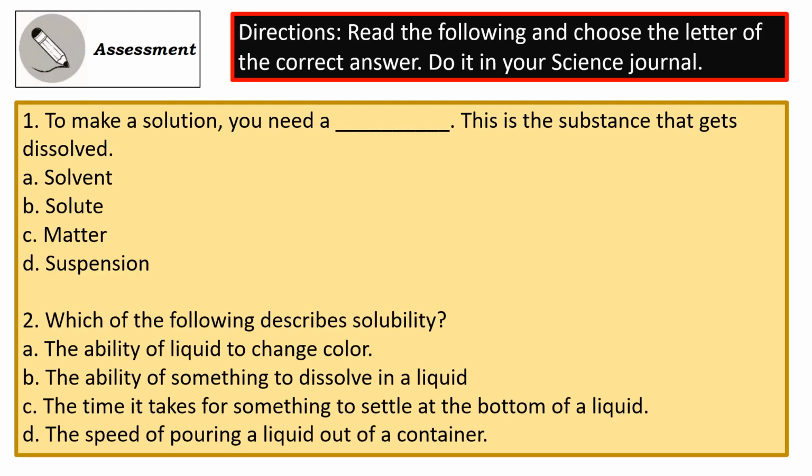Now, for a short quiz, read the following and choose the letter of the correct answer. Number 1. To make a solution, you need a blank. This is the substance that gets dissolved. A. Solvent. B. Solute. C. Matter. D. Suspension. Number 2. Which of the following describes solubility? A. The ability of liquid to change color. B. The ability of something to dissolve in a liquid. C. The time it takes for something to settle at the bottom of a liquid. Or D. The speed of pouring a liquid out of a container. Answer.